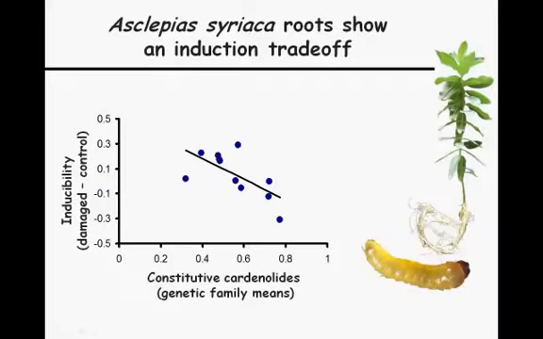So on the x-axis here is the constitutive cardinalides for those 11 genotypes, and on the y-axis is their inducibility. How much do they increase following damage? This is a significant negative relationship. We have found a similar negative relationship when we use larger data sets, 20 genotypes. A relatively consistent finding, we've done this 2 or 3 times, is that the highest constitutive genotypes actually decline in their cardinalide levels after damage.